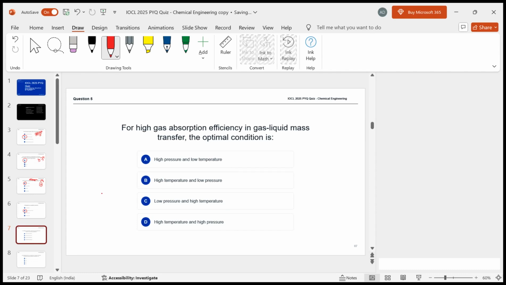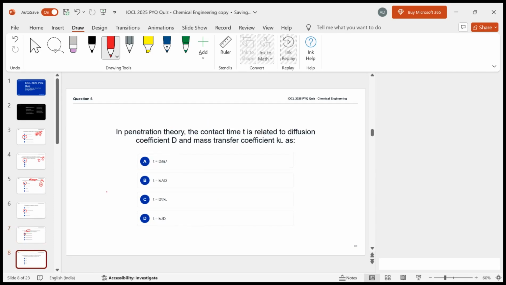For high gas absorption efficiency in gas-liquid mass transfer, what is the optimum condition? Whenever there is a question of high gas absorption, there is Henry's law. What does it state? If the pressure is low, then the solubility is less. If the pressure is high, the solubility would be high. And it occurs at constant temperature. So the correct answer is high pressure and low temperature.